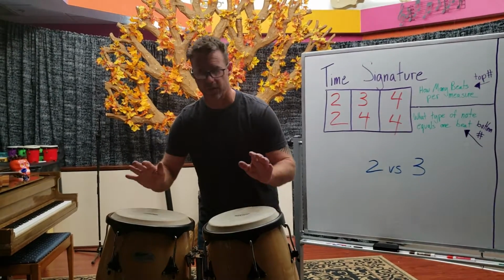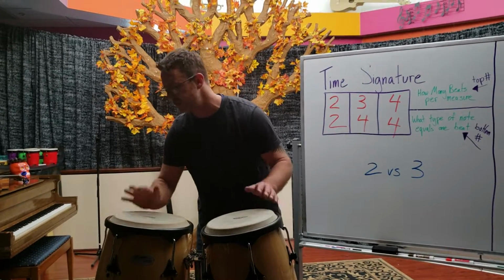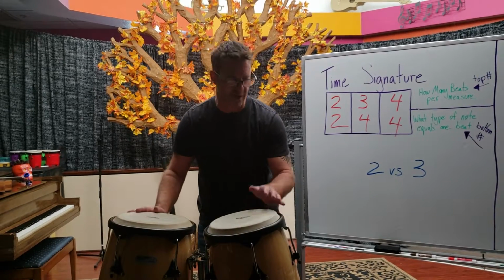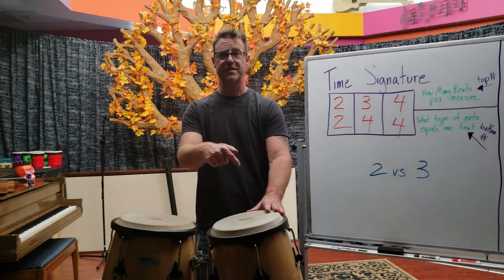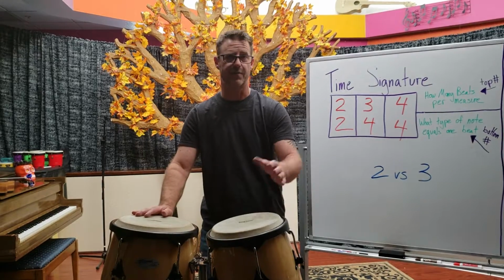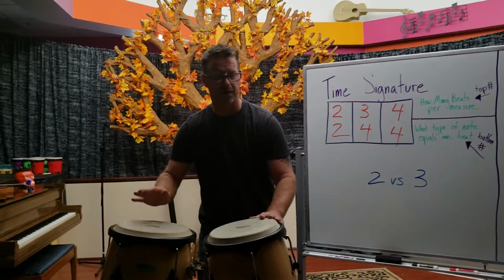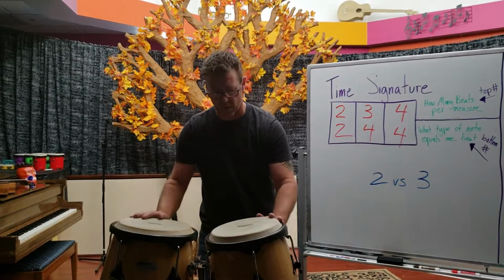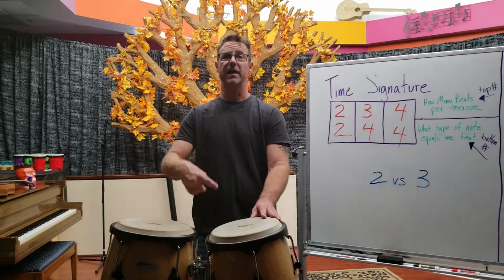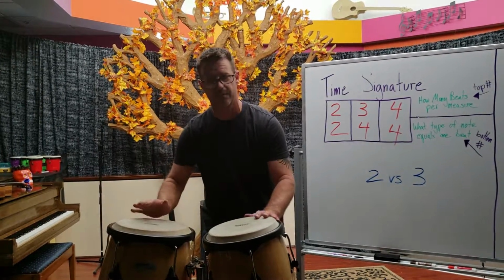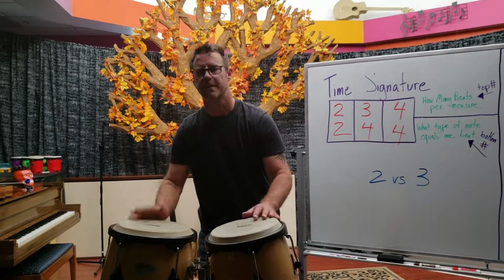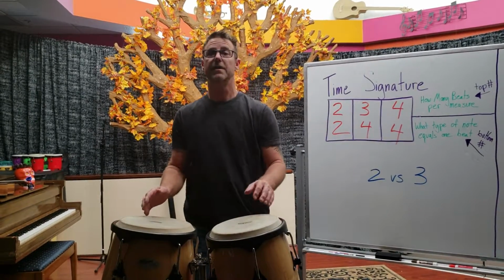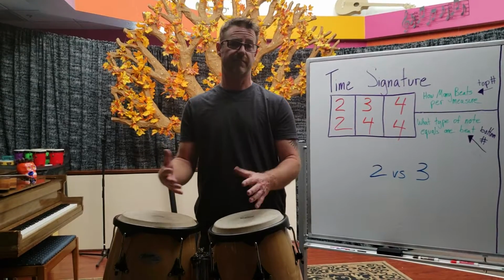1, 2, 3, 1, 2, 3, 1, 2, 3. See how I was switching back and forth? The same would be happening with the 2 beat: 1, 2, 1, 2, 1, 2. So it can get a little trickier. Start making it faster. 1, 2, 3, 1, 2, 3, 1, 2, 1, 2. Playing with that can be a lot of fun.